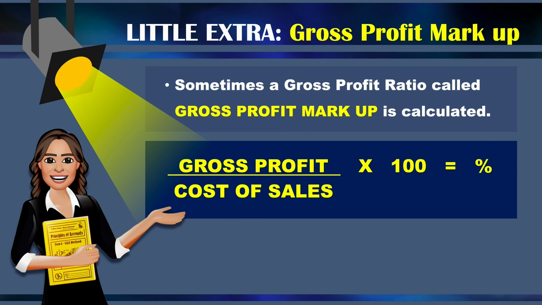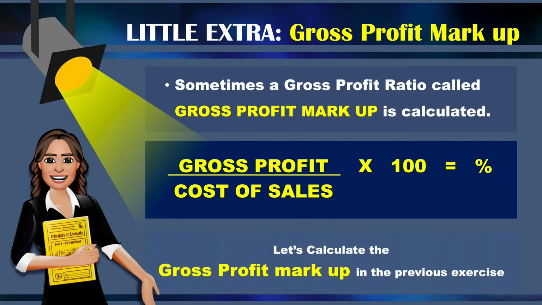So if you remember the gross profit margin, the denominator was your net sales. For a markup, you just change the denominator from net sales into cost of sales. So we use the cost of sales figure instead of net sales. So let us calculate the gross profit markup, and we are going to use the example from before that we had used to calculate the others. And we're using our new formula, gross profit over cost of sales multiplied by 100.